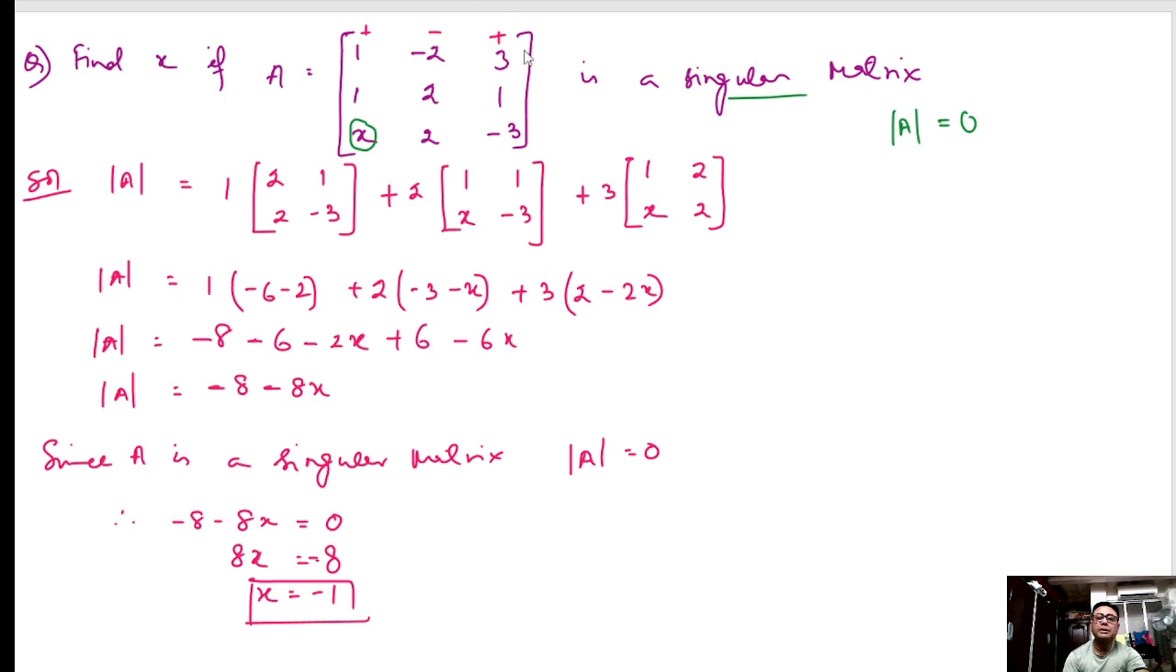Next, if I take plus 3, then I have to take this much, which is here. Now calculating it, we know that we have to multiply first these two, then put a minus, then multiply these two, then minus these two. On calculating it, we are getting this. But we know that mod A is 0. So if this is 0, then x is coming minus 1. Clear? X is coming minus 1.